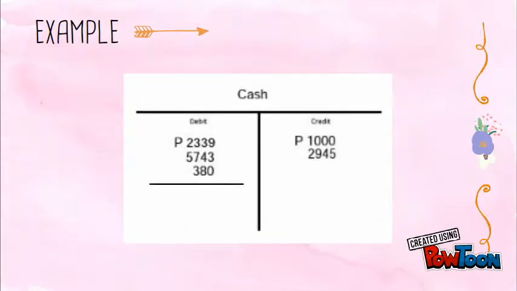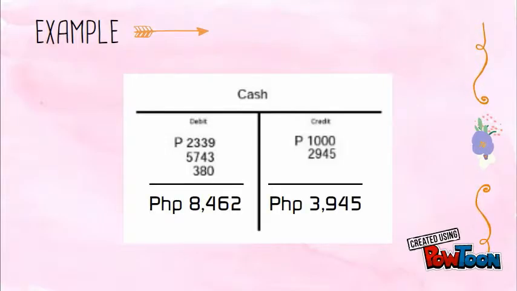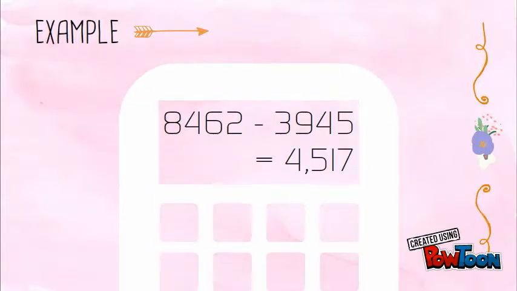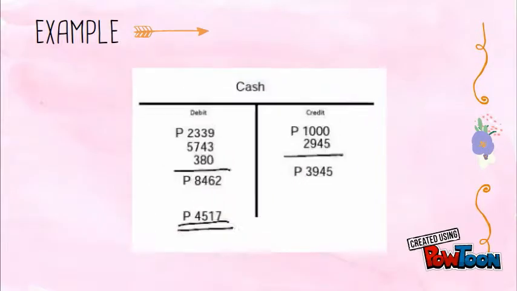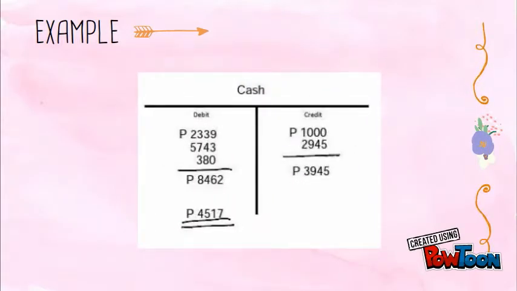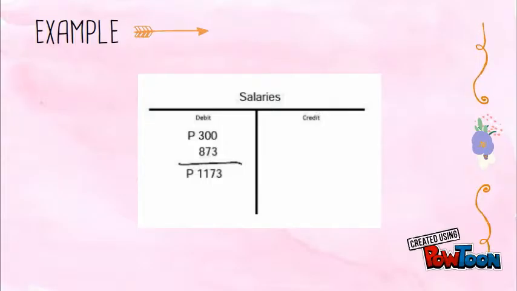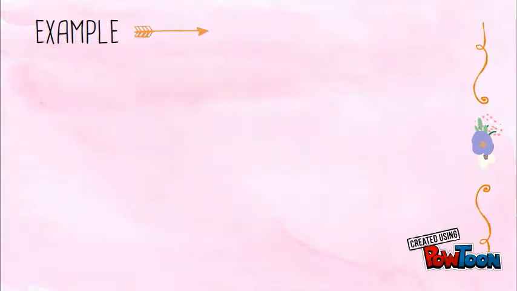For the T account cash, first put the debit and then the credit side. The sum of the debit and credit side are as follows. Next, we subtract the sum of the debit to the sum of the credit. The difference will be placed under the debit side because the sum is larger than the credit side. For the salaries T account, all you have to do is add the entries on the debit side.